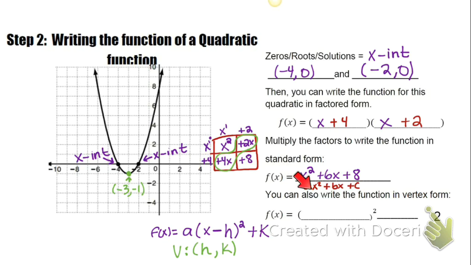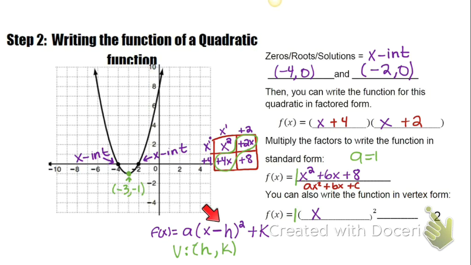A is the number in front of x squared. What is the understood number in front of x squared? It's 1, so a equals 1. We're going to plug in the a, which is 1, into this formula. So we're going to write the 1 in front of the parentheses, which is my a, and we're going to write x.